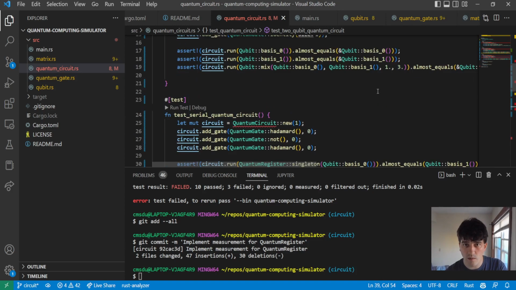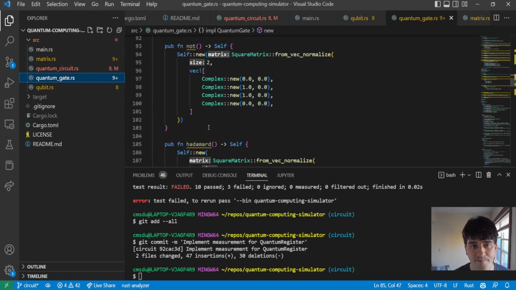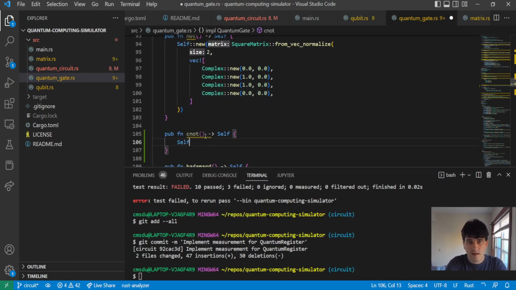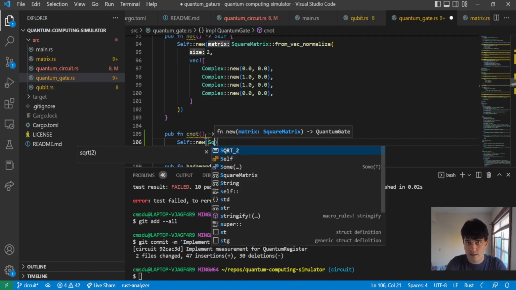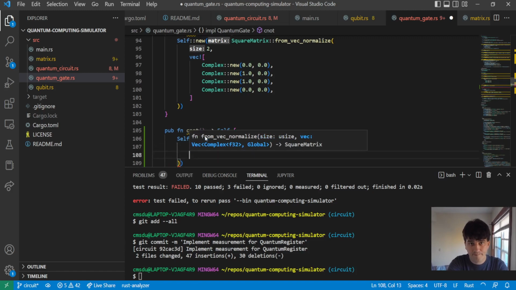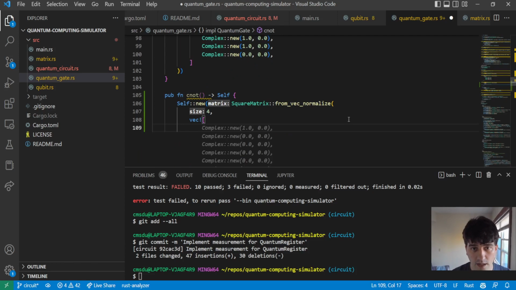Sweet. Okay. So I guess before we do the quantum circuit itself, let's just implement the CNOT function as a quantum gate. So on quantum gate, we're going to have a function called CNOT, and it'll return a self. And it's just going to be a square matrix that I'm going to look up. I'm going to look up what the matrix is because I don't remember.